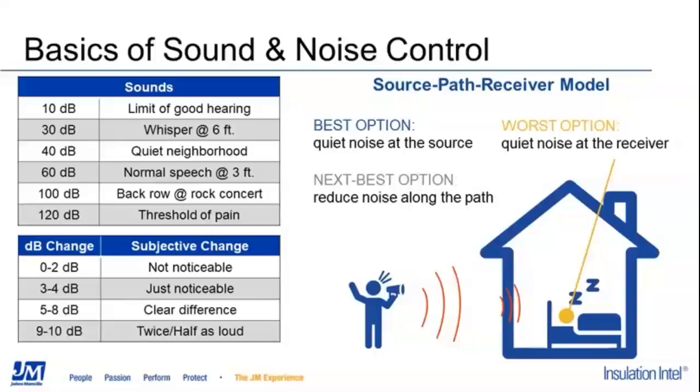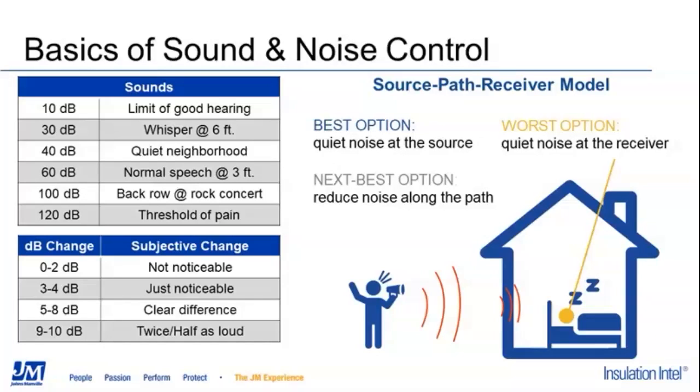Noise levels are quantitatively measured in decibels. They are the smallest perceptible change in level that we as humans are able to detect. That being said, a change of 1 to 2 decibels really isn't noticeable, and getting up to a change of 9 to 10 decibels, things start to sound half as loud or twice as loud. So it's important to note that decibels are a logarithmic scale.